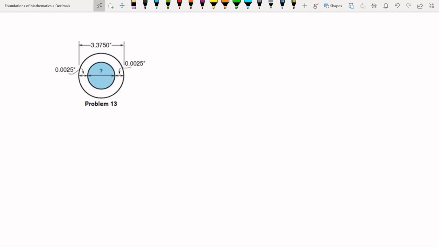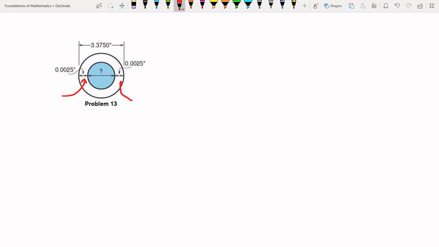Here's a pipe, and the blue part in the center there, that's the interior. So we're looking for the diameter of the interior of this pipe when these sides here are like the wall thickness of the pipe. If the wall thickness of each pipe is 0.0025. Now what would that be, saying it in English?